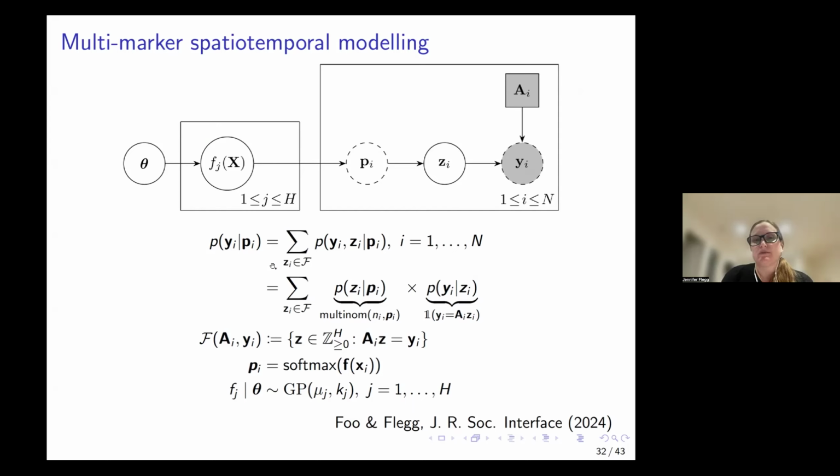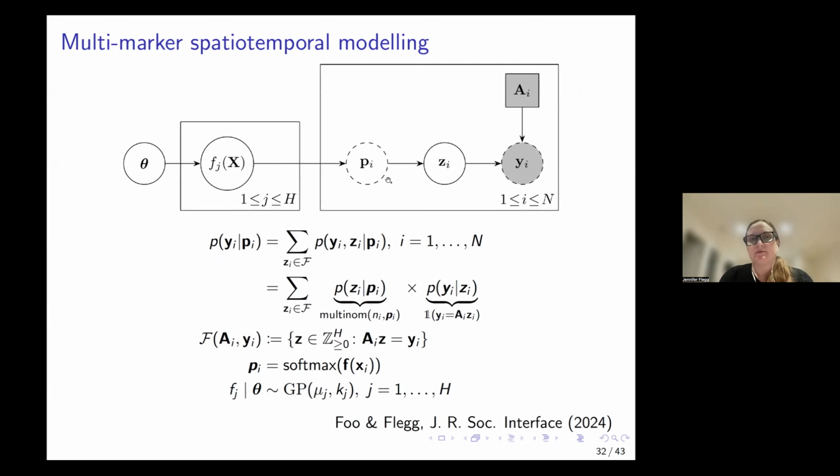Once we're happy with this likelihood, we can decompose it into a multinomial likelihood and an indicator function, because we've chosen the Z to be compatible with the Y. So that's this feasible set F. Given the data that you've observed, Y_i, which is what's being reported, you construct this matrix A, and then you have to find all of the combinations. You have to solve for Z, which are non-negative integers in this linear system.